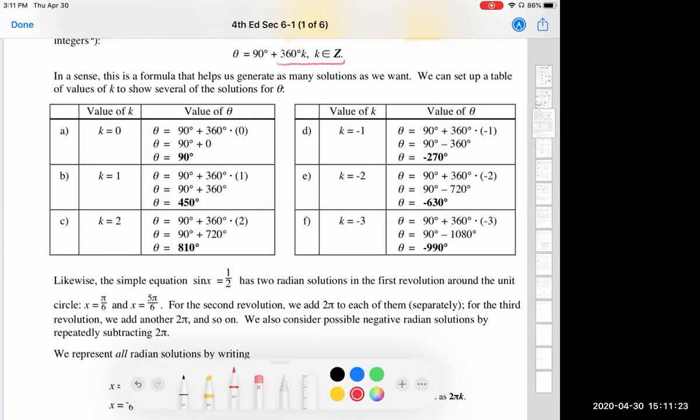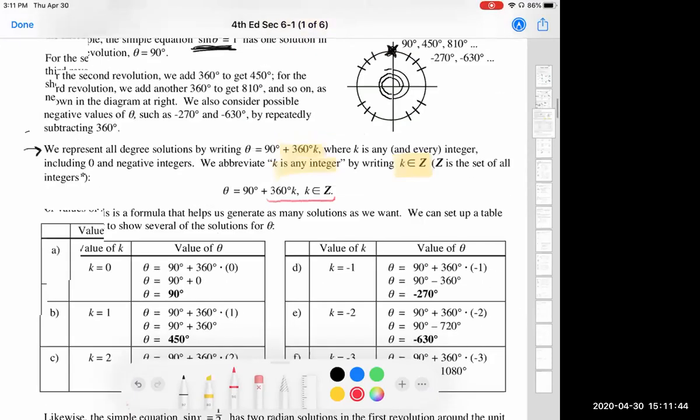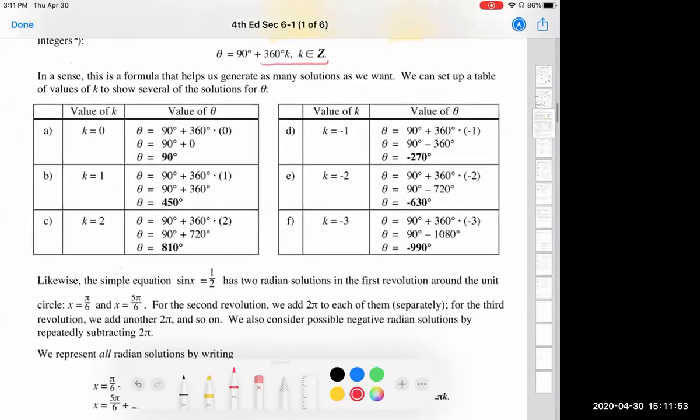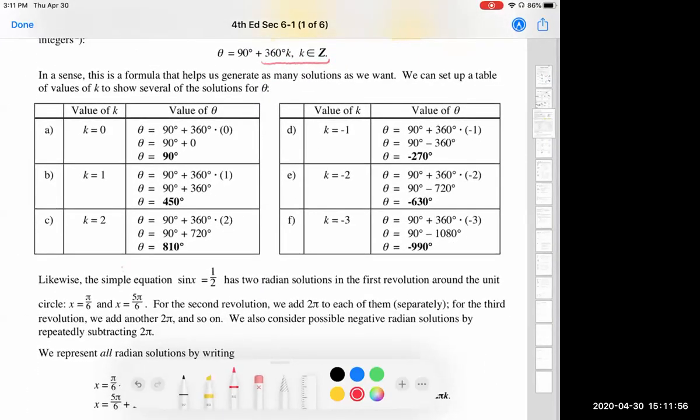We can set up a table of values of k to show several solutions for theta. So here it shows us if k is 0, we get 90. If k is 1, we get 450. If k is 2, we get 810. So we see how this would hold true no matter what we plug in for k. It'll give us every measurement like we have here, 90, 450, 810. And same thing if we go towards the negative. We plug in a negative value, we'll get those negative numbers. So adding k contained in Z will produce every point along the unit circle where sine is equal to 0.